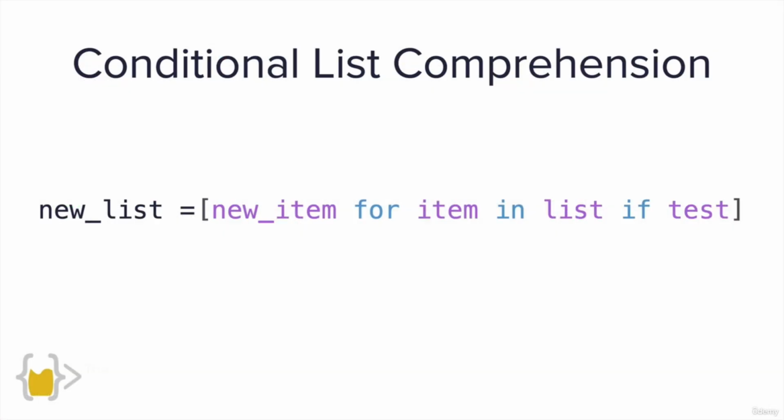Now, the final thing I want to show you regarding list comprehensions is that there's also such a thing as a conditional list comprehension. This takes our keywords a little bit further, whereas previously we stopped right here at new item for item in list. We can also tag on 2 more keywords, if and a test. What this allows us to do is to only add this new item and only perform this code if the test actually passes.